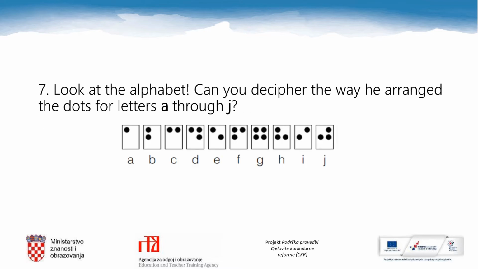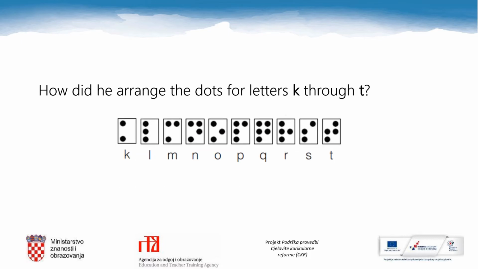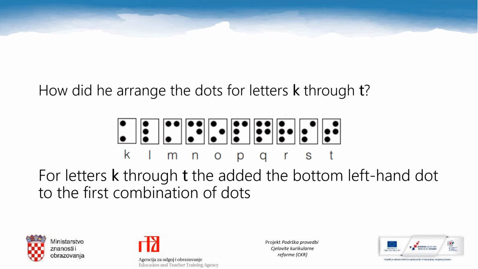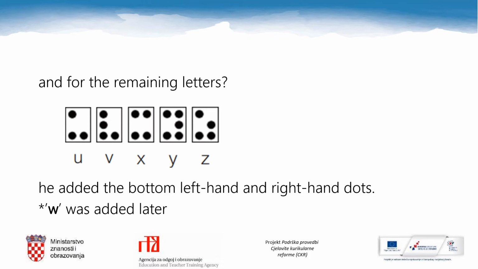In the 7th question, you had to look at the alphabet and try to crack the code in which Braille arranged letters A through J. If you give it some thought, you'll realize he used the top 4 dots for letters A through J. For letters K through T, he added the bottom left-hand dot to the first combination of dots. And for the remaining letters, he added the bottom left-hand and right-hand dots. That was the last question.